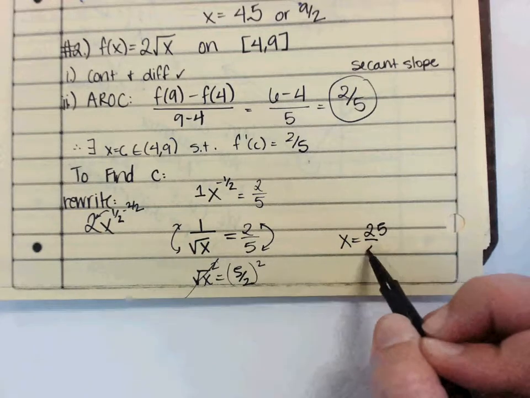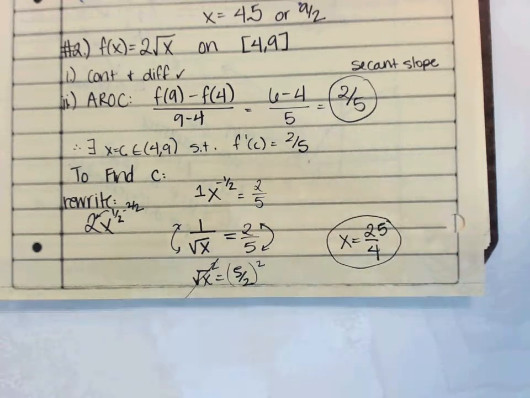2 squared is 4. Now, quick question. 25/4 is pretty close to 24/4, right? Which is about what? 6. So it's around 6. Is that going to come out to be between 4 and 9? Yes. So you should double check that just to make sure. But if this number is not between that domain, then you know that you messed up or that you can't pick it. Okay. Good.